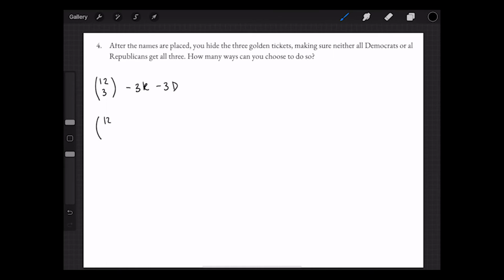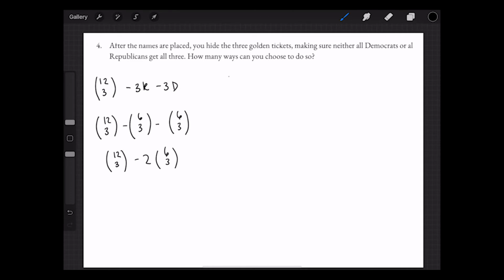So our total number of groups of 3, and then the number of different ways we could make a group of 3 Republicans. Well, we're choosing 3 different people out of 6 Republicans, and order doesn't matter. So it's 6 choose 3, and it's the same way for choosing the groups of 3 Democrats. And so if we simplify this, we have 12 choose 3 minus 2 times 6 choose 3.